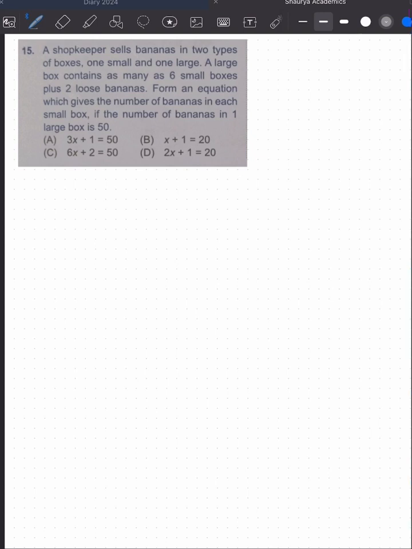Now, the equation is telling us that the number of bananas in one large box is 50, right? So B and D are anyways ruled out. These are 20, 20 in the equation. So we'll look at option A and C. Large box contains as many as 6 small boxes plus 2 loose bananas.